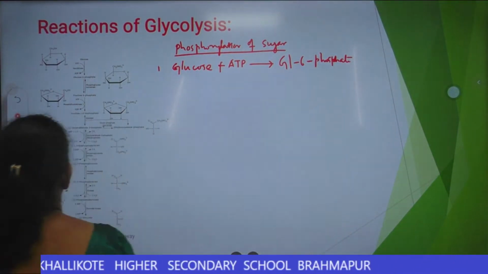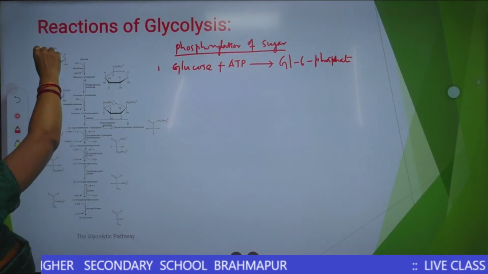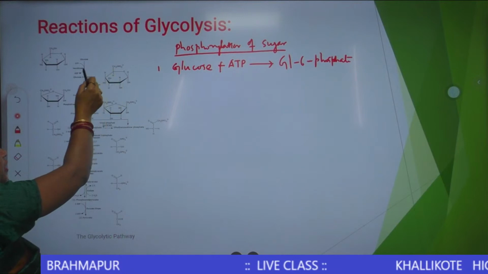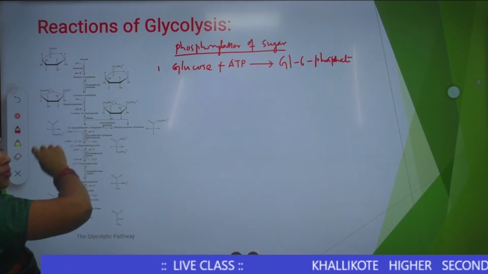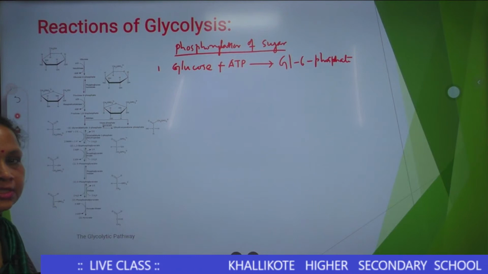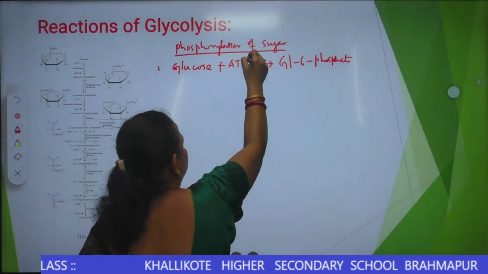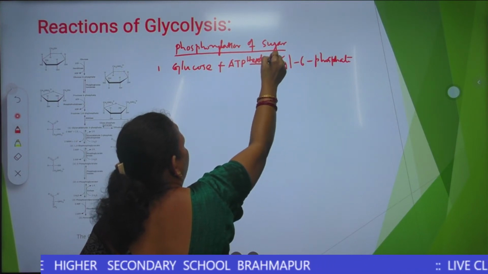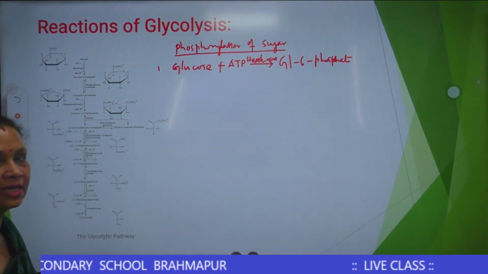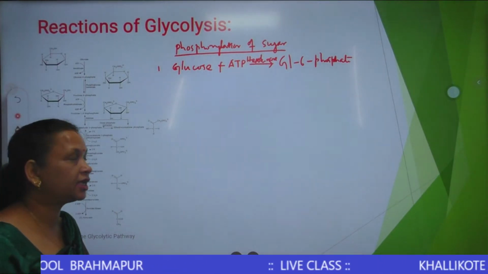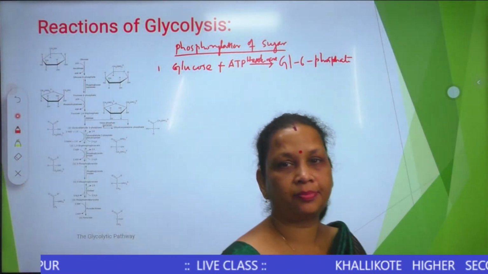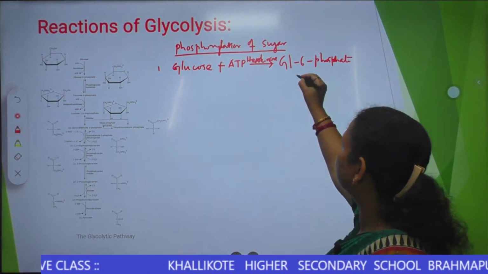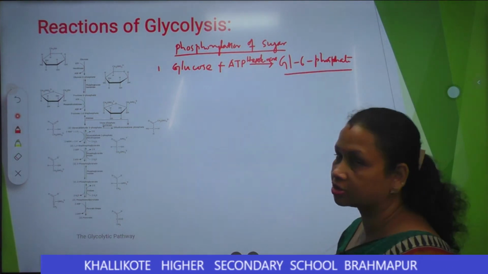As you can see in the slide, this is the glucose molecule. The 6th carbon is now getting a phosphate from the ATP molecule. The enzyme that is utilized here is hexokinase. So, kinases are the enzymes that take a phosphate from ATP and add it to the glucose molecule. So, you will get glucose 6 phosphate.